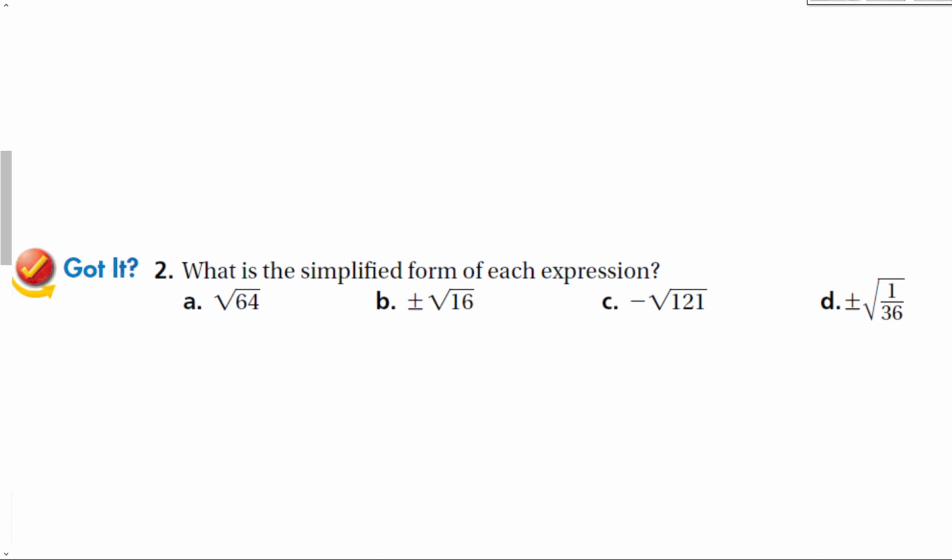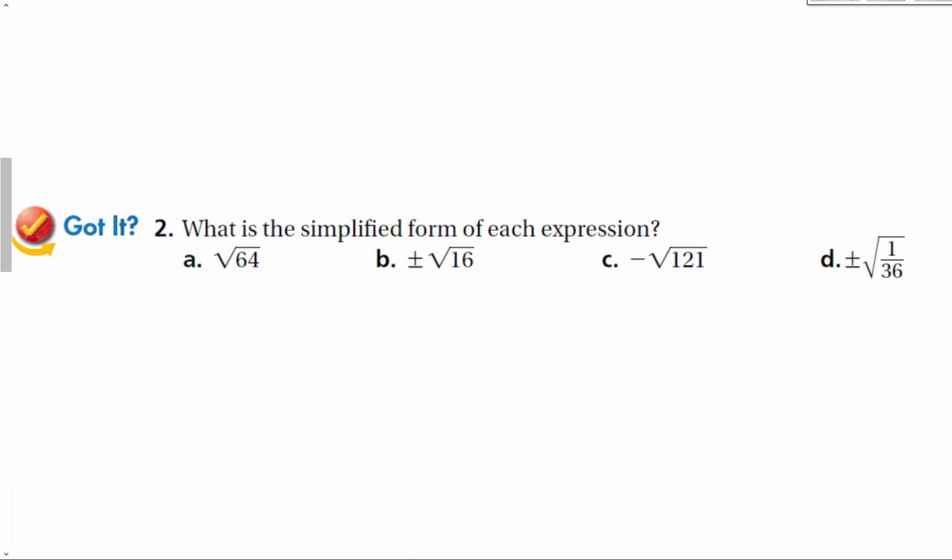Couple got it problems. Square root of 64 is going to be 8, positive, because there is no plus or minus in front. Plus or minus square root of 16 is going to be plus or minus 4. Negative square root of 121 is going to be negative 11. And then plus or minus square root of 1 over square root of 36: square root of 1 is 1, square root of 36 is 6. So that turns into plus or minus 1/6.